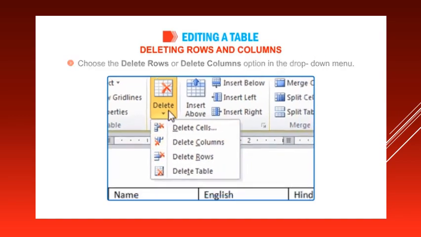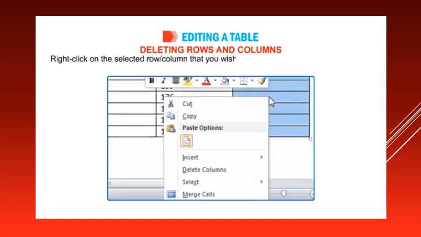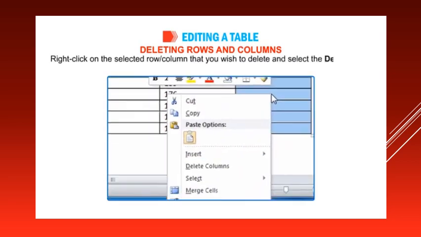Or right-click on the selected row or column that you wish to delete and select the Delete Rows or Delete Columns option from the shortcut menu.